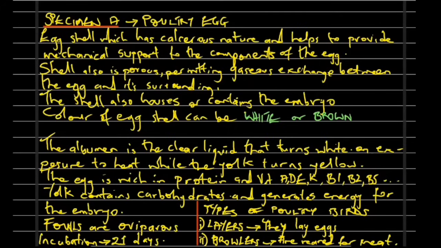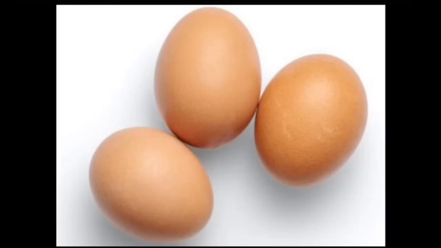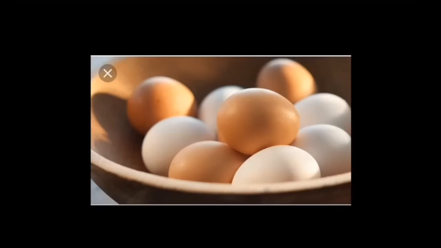Let us see a picture that can help us understand what we are saying. This is an egg. This is how the poultry egg looks. Now I said we have different colors. You can see brown, and we can see white here. So that is how the color of the poultry eggs looks.